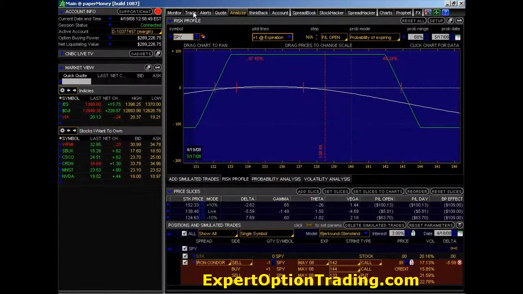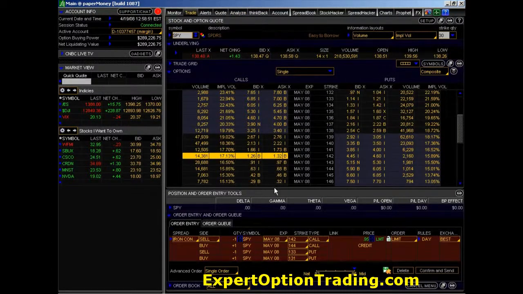Let's go back to our trade tab here for a second. Our spread between the bid and the ask price. The bid and the ask has a spread on it. It could be a penny, it could be 2 pennies, it could be 3 pennies, it could be 4 pennies, it could even be 5 pennies per contract.